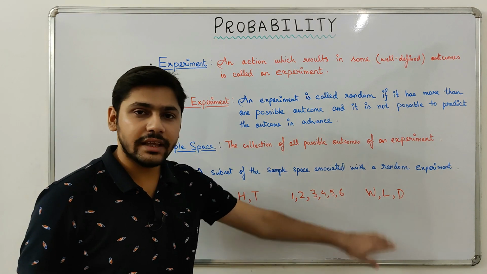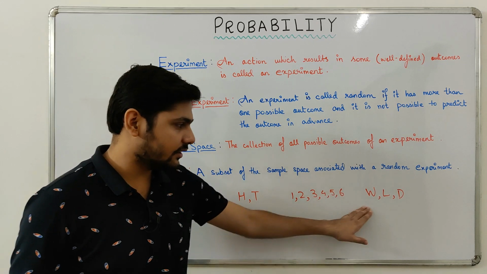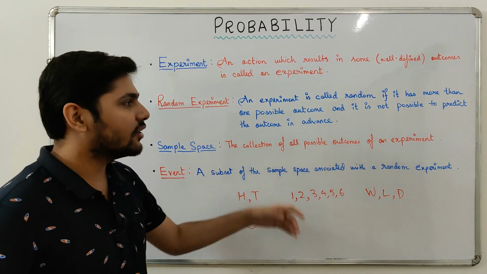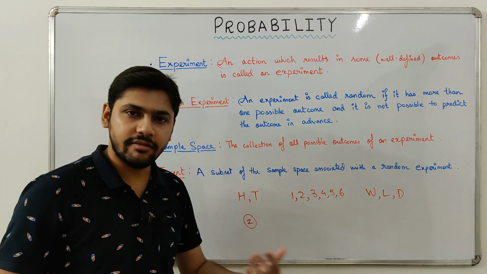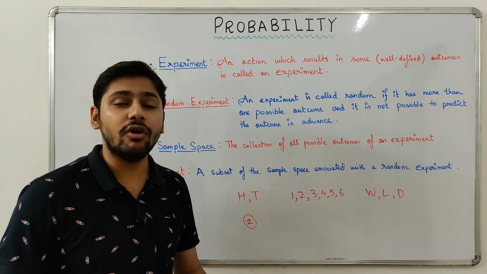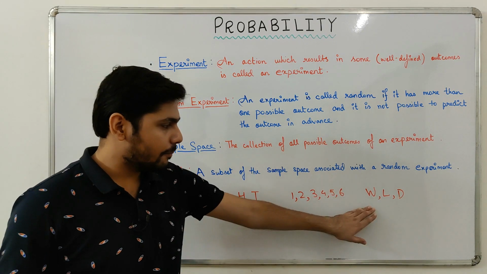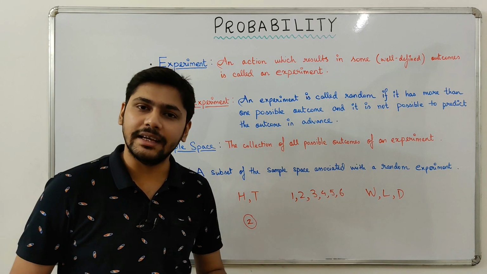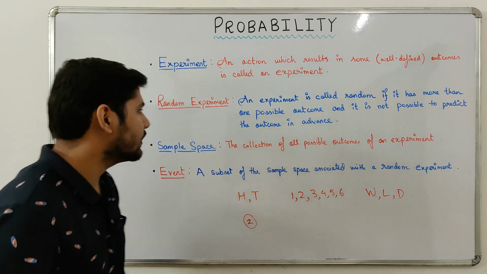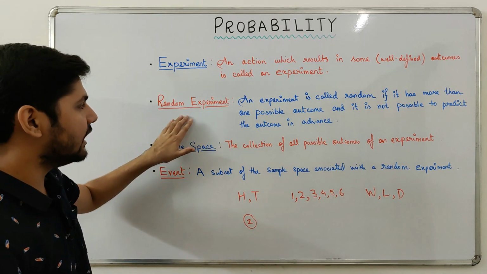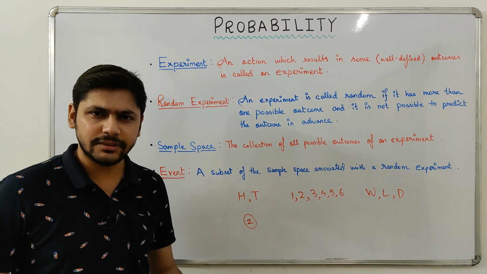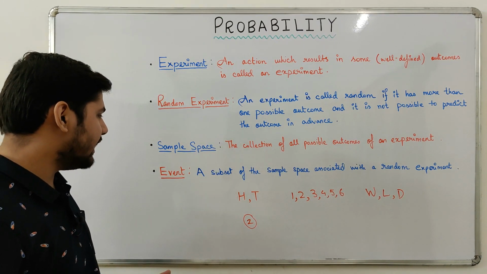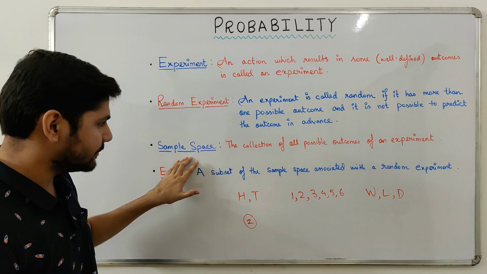There are more than one possible outcome. There are 3 possible outcomes, and you don't know whether you will win, lose or draw before playing. So playing a game of chess is also a random experiment. So I hope you have understood experiment and random experiment. Very simple concepts. Moving on to the next term, we have sample space.